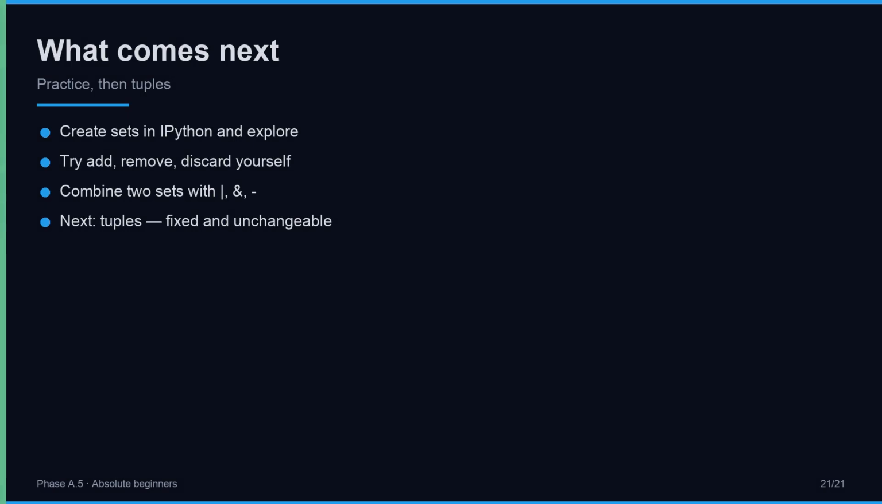Your next step is practice. Open IPython and create a set. Add a value, remove it, discard something that is not there. Combine 2 sets with the pipe, ampersand, and minus operators. Try removing duplicates from a list using list of set. The ideas in this lesson only stick when your fingers type them.